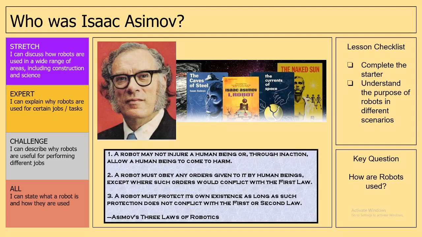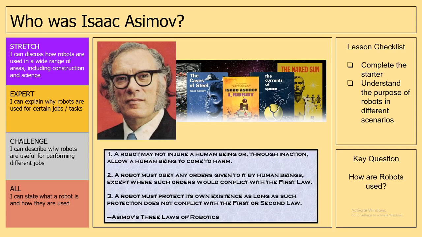Law number 2, a robot must obey any orders given by human beings except where the orders would conflict with the first law. So a robot's got to do what it's been told to do or programmed to do, unless it will break the first rule where a human being will get harmed.